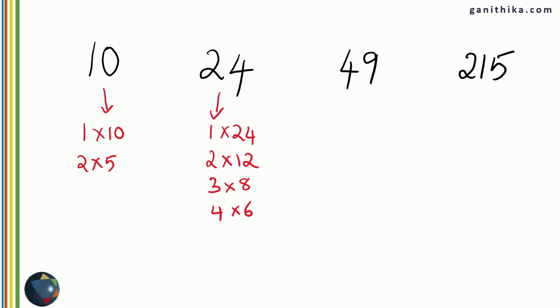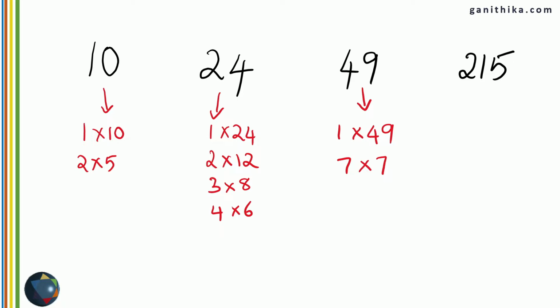So have you done this for 49? Of course, the first product would be 1 times the number itself. This is common for all the numbers. 1 and the number itself are the first set of numbers that can be written as product of two numbers. Next is 7 times 7. You cannot have any other products for 49. So there are only two options, 1 times 49 and 7 times 7.